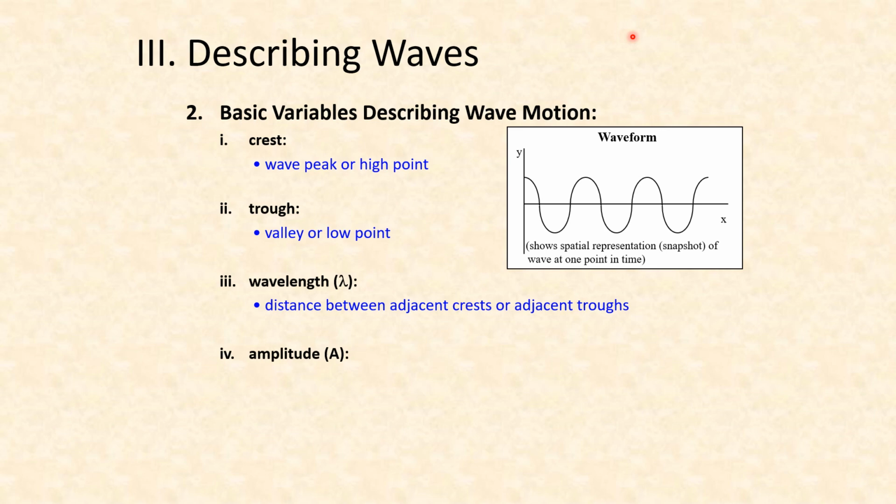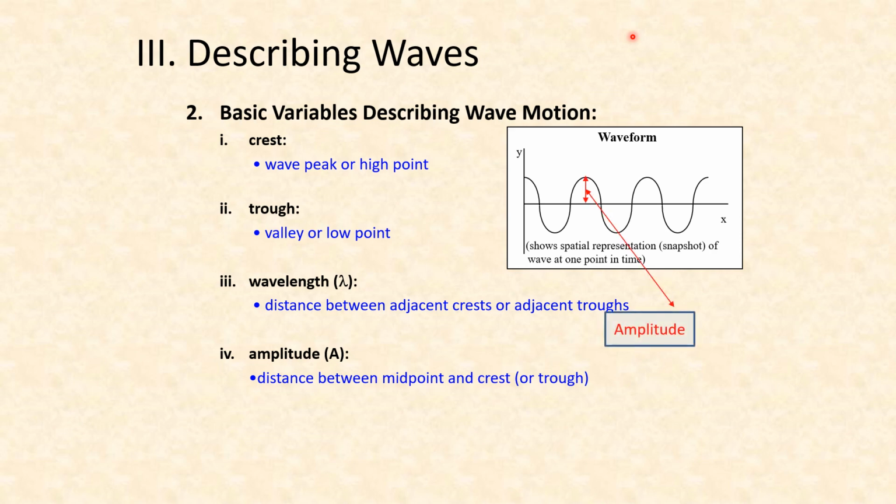When we talk about the amplitude of a wave, we're talking about the distance between the midpoint of the wave and either a crest or a trough. So, for example, here you see the distance between the midpoint of the wave, which would represent the equilibrium position of the wave, and a high point, a crest. That distance is the amplitude. And we'll talk more about this later.